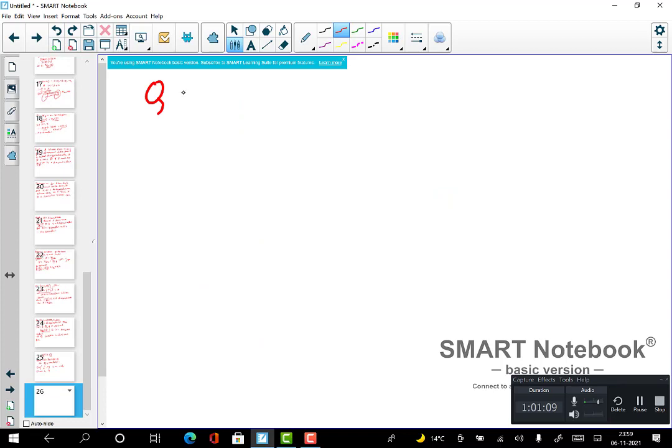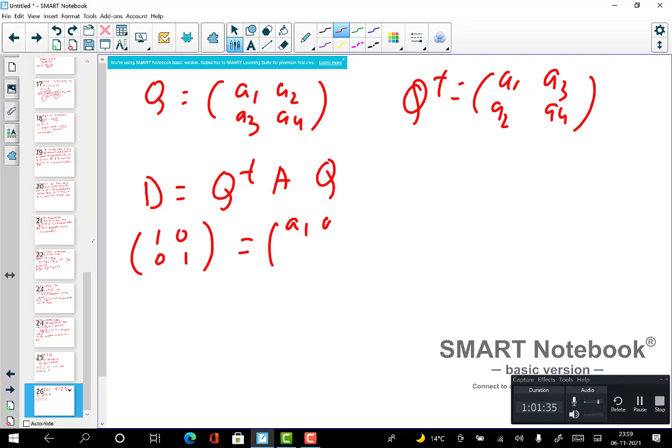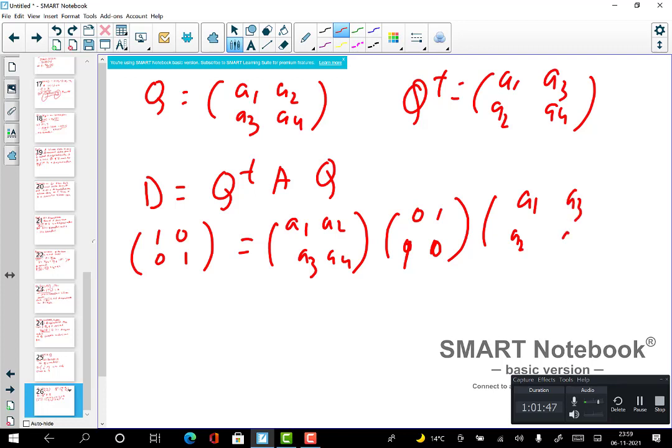So suppose Q is A1, A2, A3, A4, then Q transpose will obviously be A1, A3, A2 and A4, right? So from the fact that D equals Q transpose A Q, on the one hand you have 1, 0, 0, 1, and on the other hand you have the transpose, then A which is 0, 1, 1, 0, and then A1, A2, A3, A4. Now we'll try to find out what is happening here.